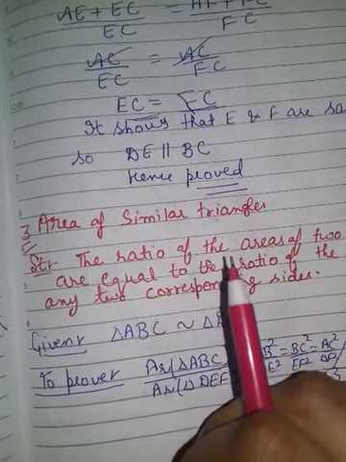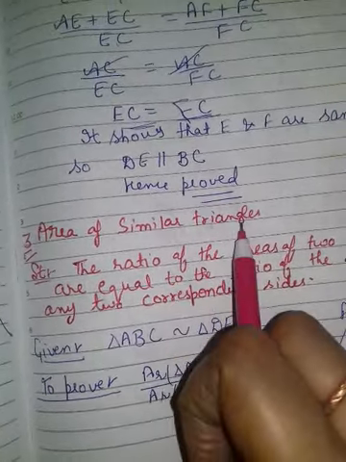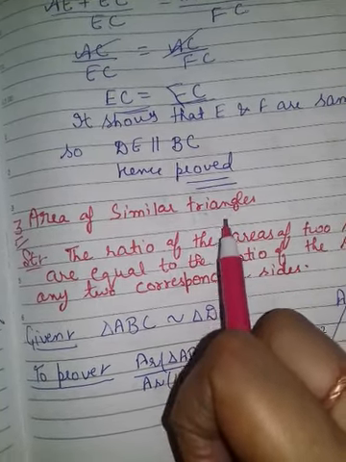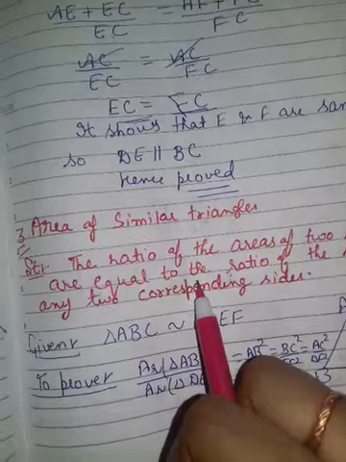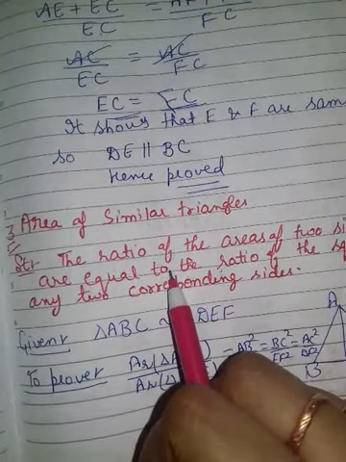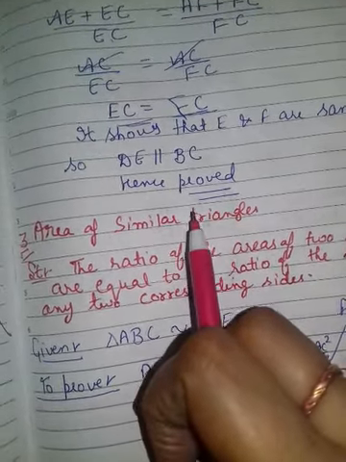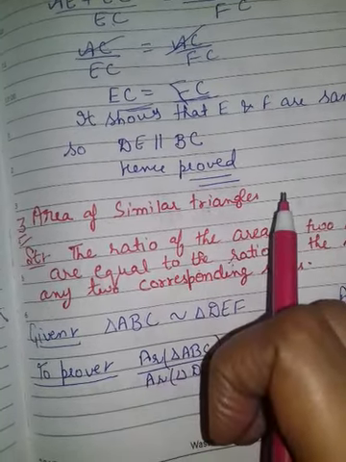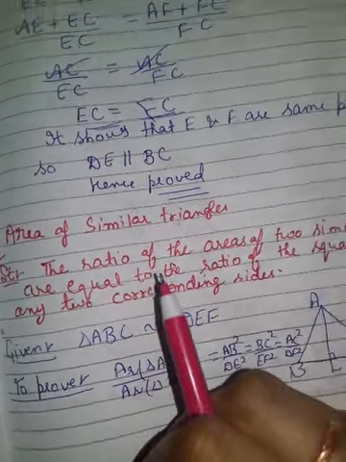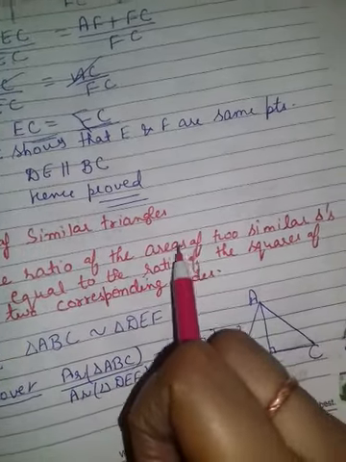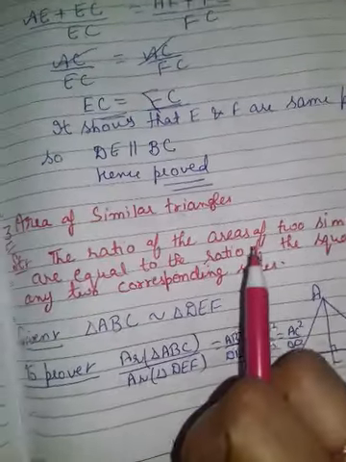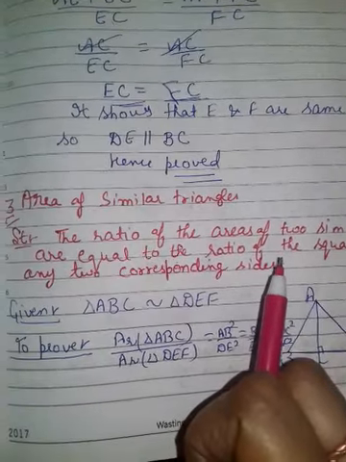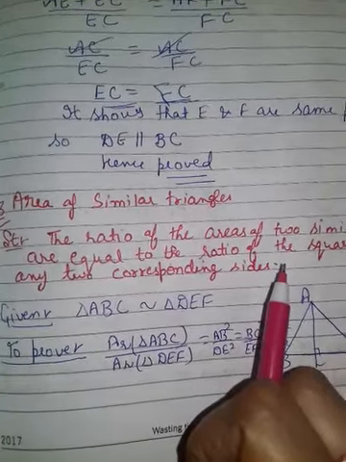Now the next theorem is the area of similar triangles. By this name also, this is very important. Sometimes the statement can be given. Sometimes it is given that write the statement and proof of area of similar triangles. Then you will do this. The ratio of the areas of two similar triangles is equal to the ratio of the squares of any two corresponding sides.